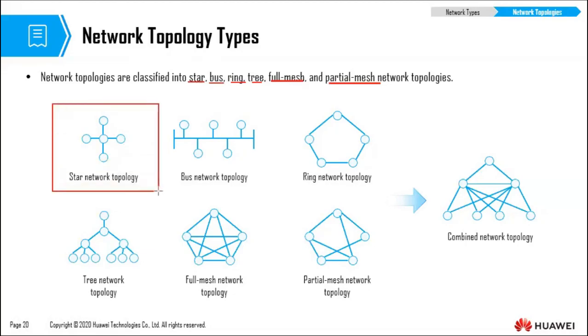So let's begin with the first one. This is called a star topology. Does the star topology look familiar to you? Where have you seen it before? Which device did we use to create a star topology? We used a switch, right? So in a star topology, we have a central device that is interconnecting all the other devices. That's what we call a star topology.